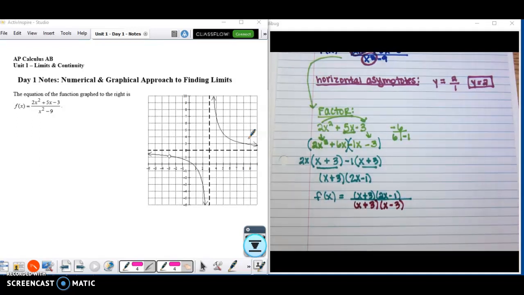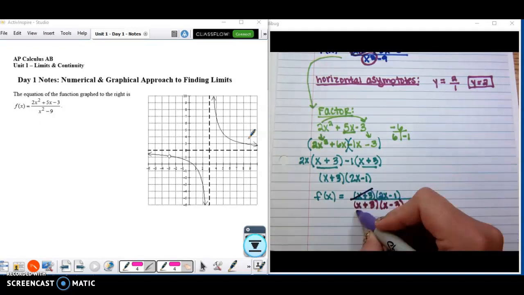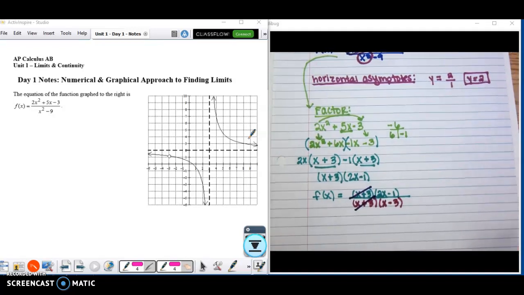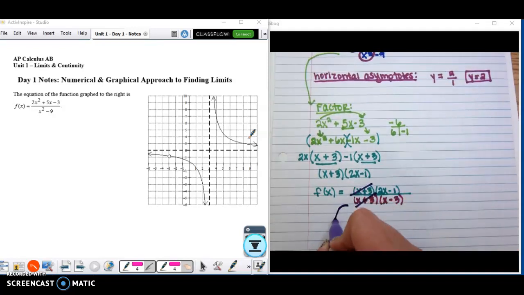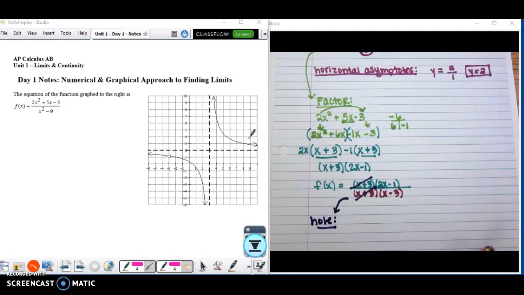Okay, so what we're looking for is, does anything cancel? So if you notice, we have x plus 3 cancels here. Okay, whatever cancels is going to be where your hole is. So x plus 3, if we solve that, set it equal to 0 and solve, the x value of your hole should be negative 3.